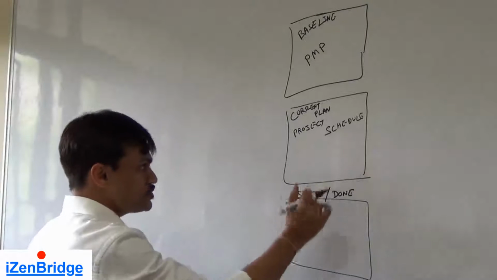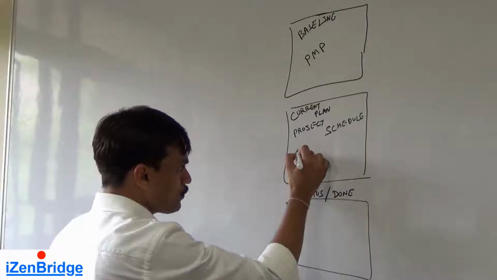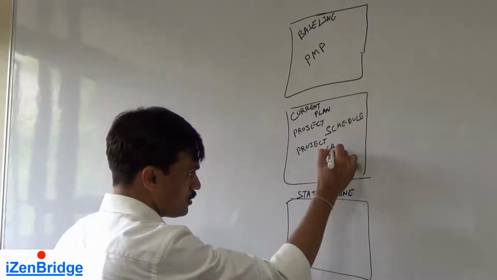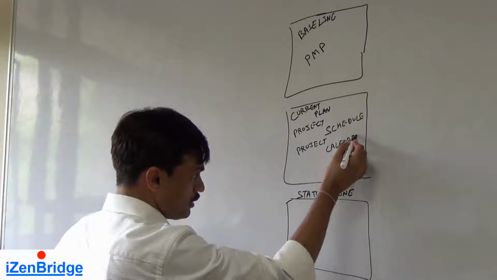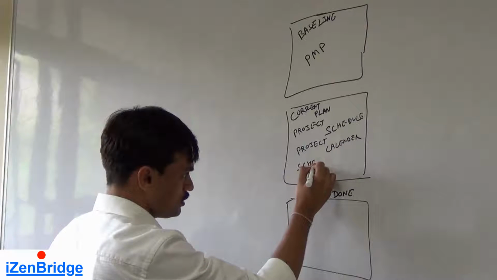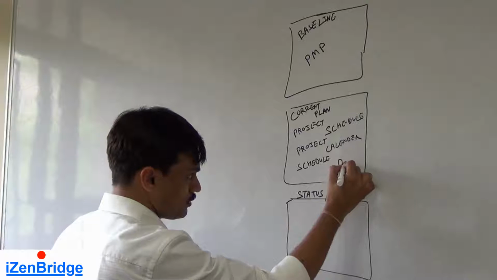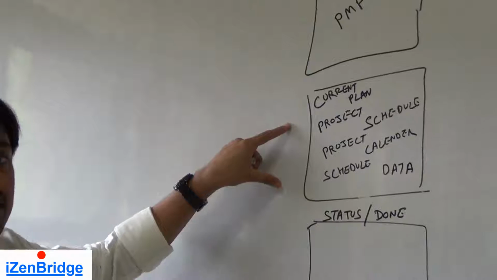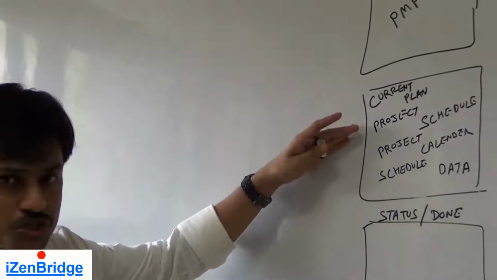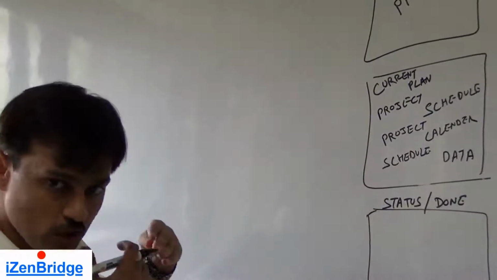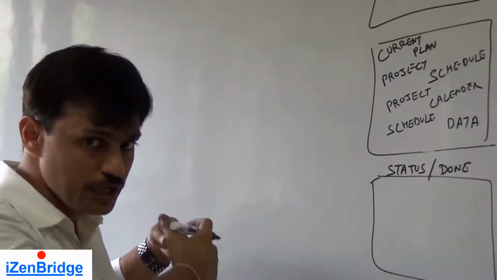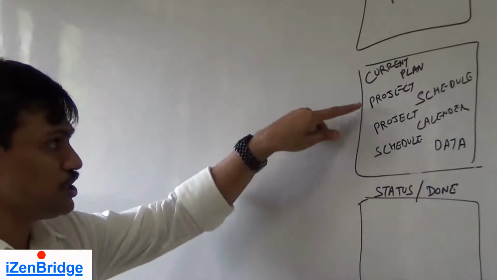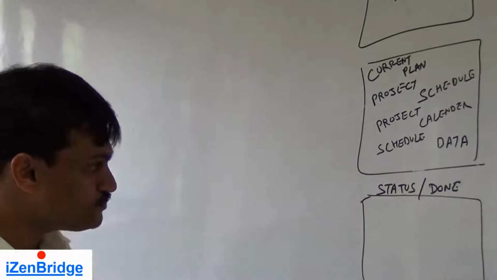Project schedule, project calendar, and schedule data. So these 3 inputs represent the current plan, because the project schedule is the current schedule, and the project calendar talks about the distribution of resources inside the project against the time frame. Schedule data has data to substantiate the project schedule and project calendar information.